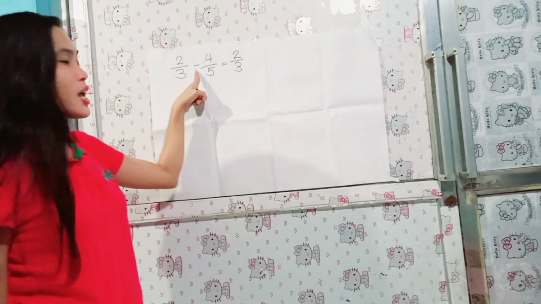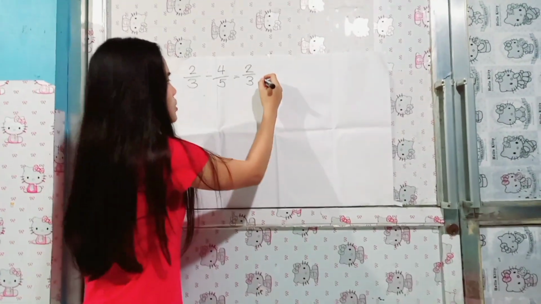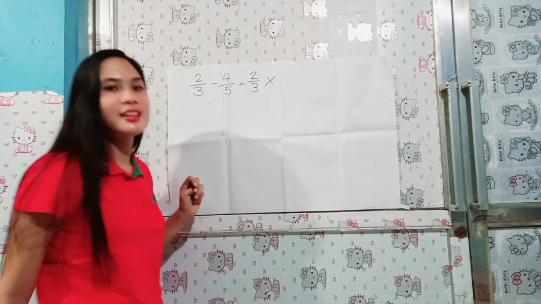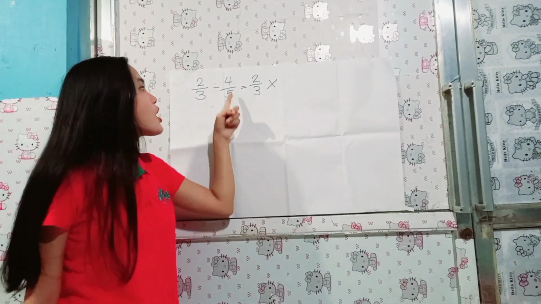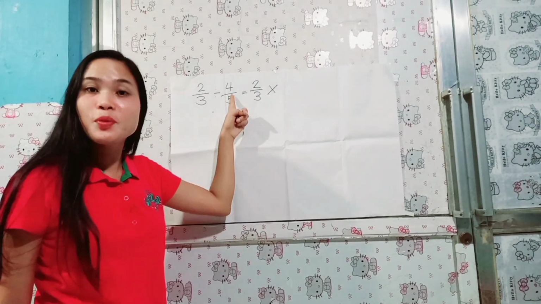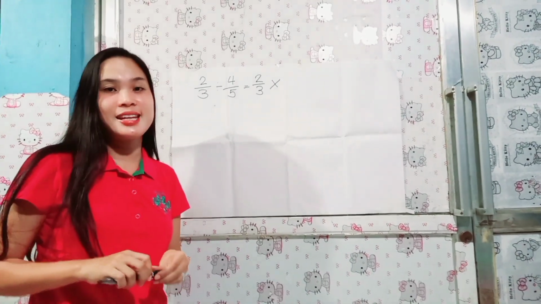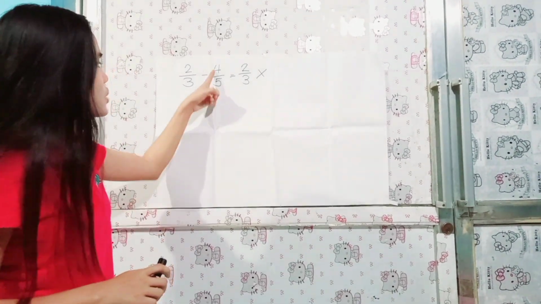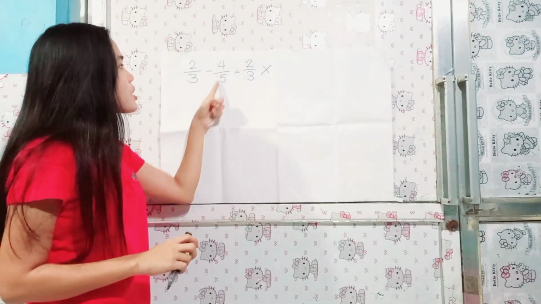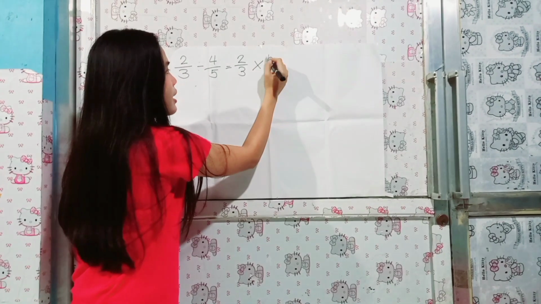Next, we need to change the division sign into multiplication. So it becomes like that. And then, multiply the dividend by the reciprocal of the divisor. That is why we need to understand the reciprocal first, because it is needed in dividing fractions. So change to the reciprocal of the divisor. The reciprocal of 4/5, by interchanging, is 5 over 4.